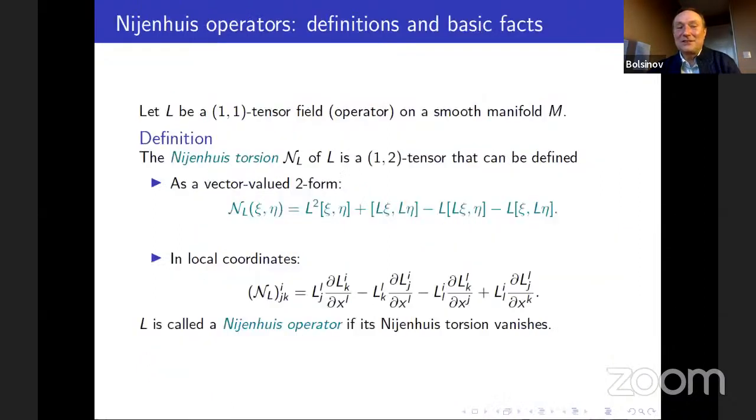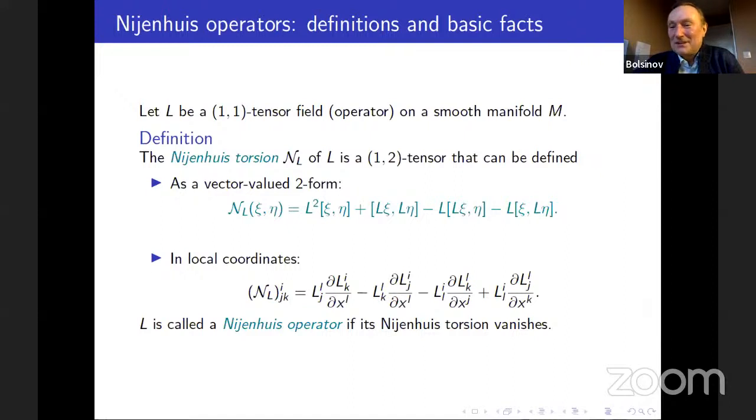Okay, so now the definition. The definition is standard: we take a (1,1)-tensor operator, in my terminology, and define the Nijenhuis torsion. The Nijenhuis torsion is defined by means of this formula.